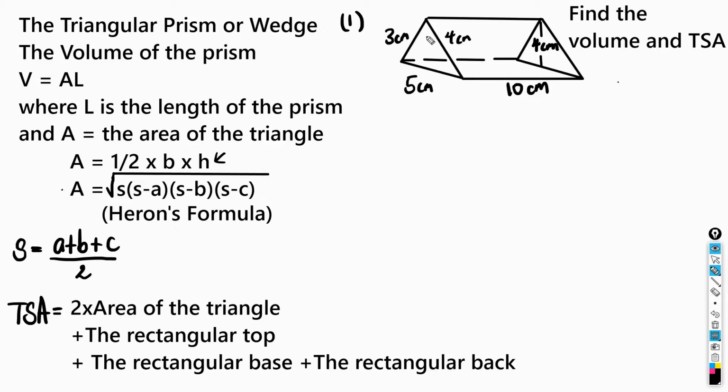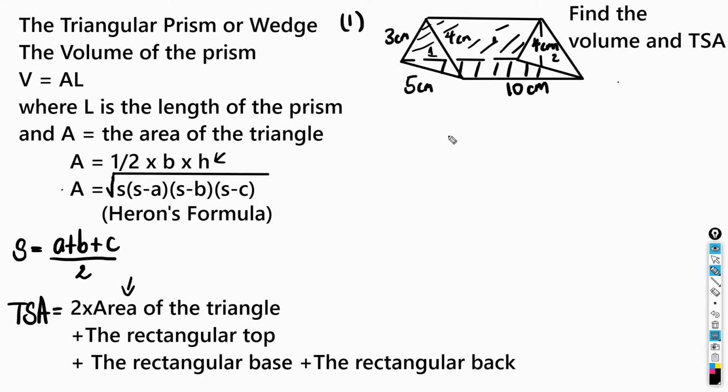So if we look at the total surface area, we see that there are 2 triangles, one here, right? One here and the second one here. So that would represent the two areas of the triangles. Then it says the rectangular top, which would be the face we're looking at here. So that's one here, that rectangular top. Then the rectangular base, which would be down here, the base of the prism. And then the rectangular back, which would be this side here around the back, right?